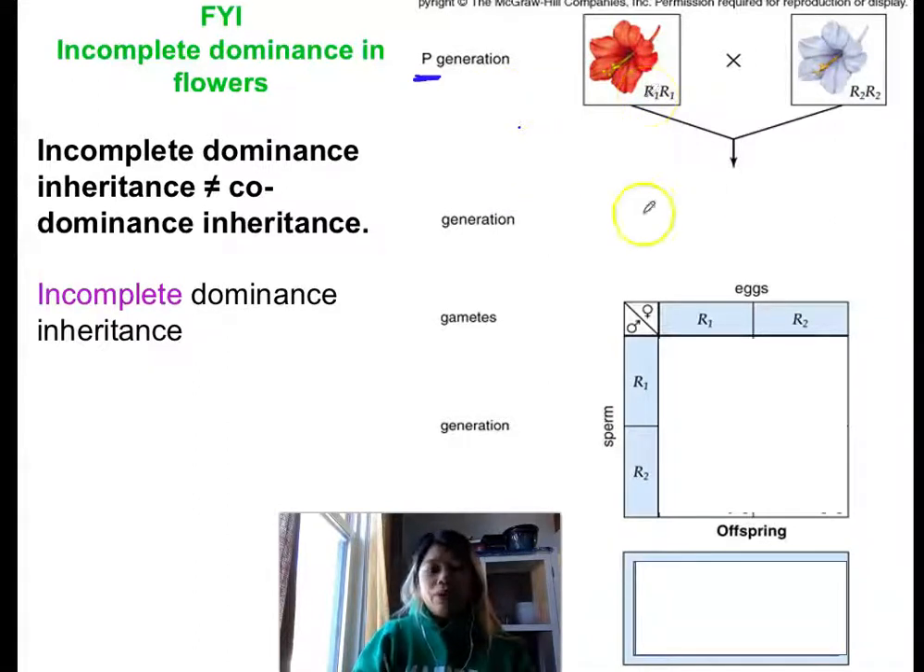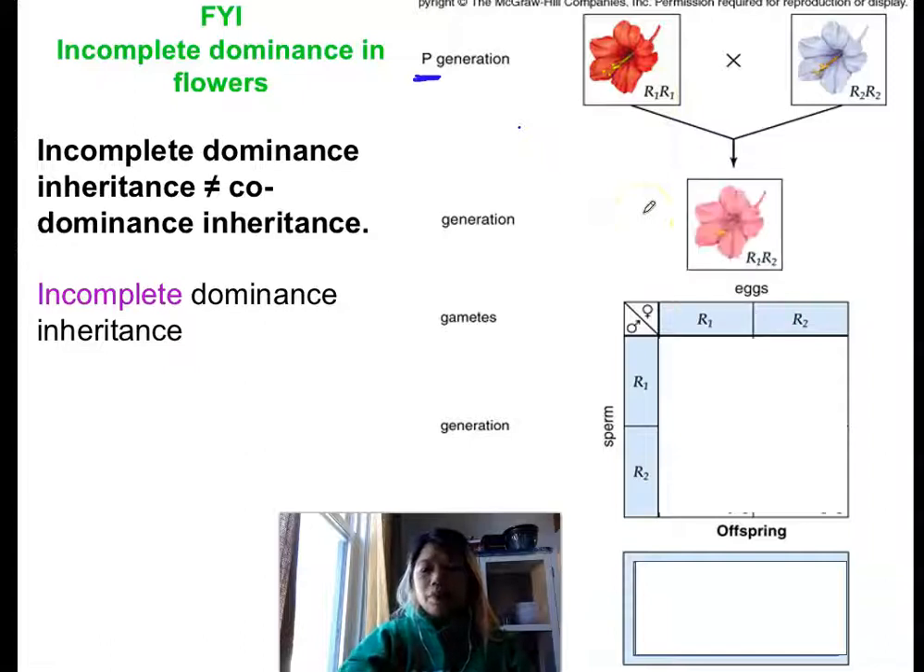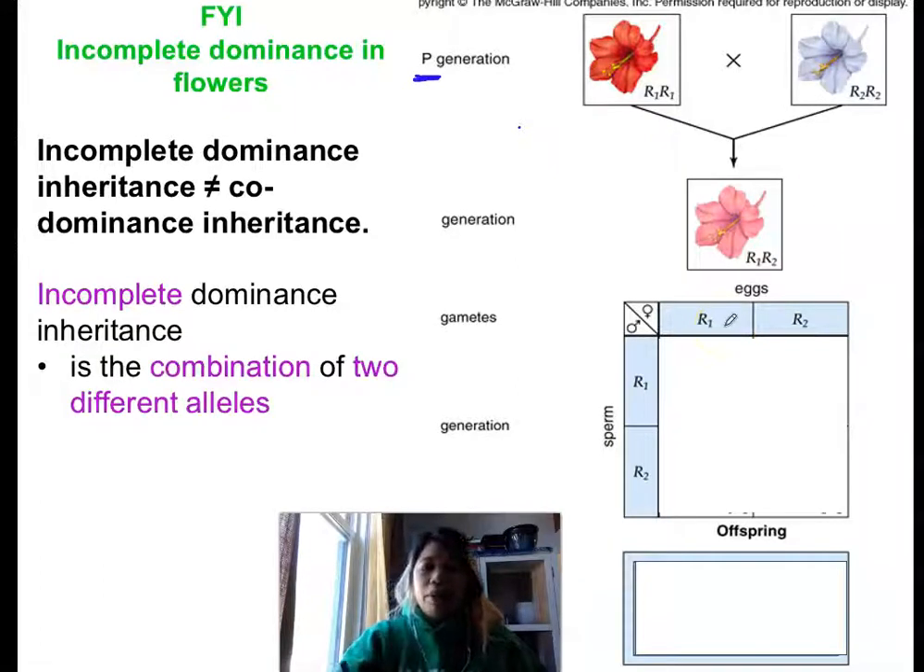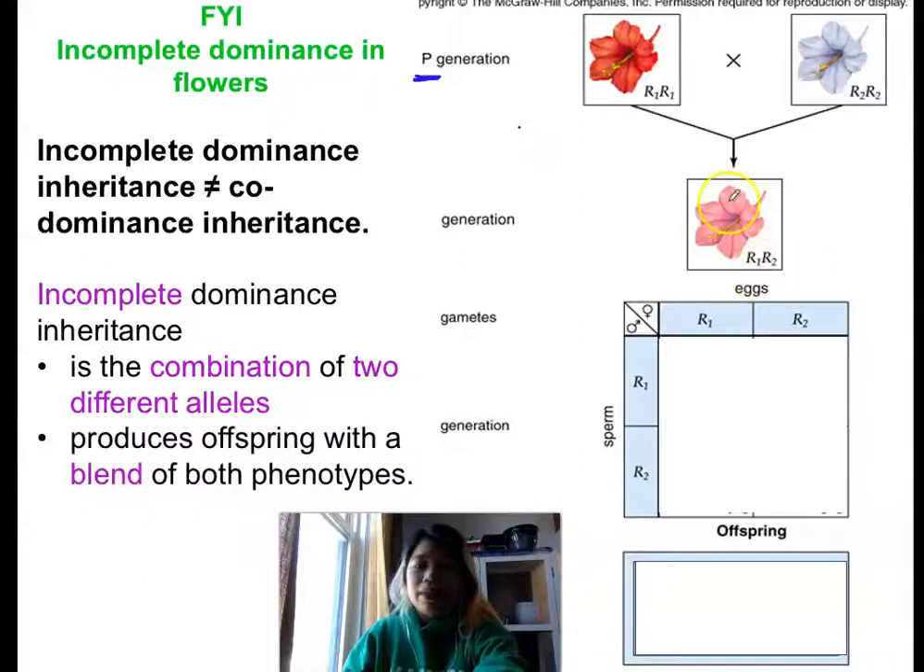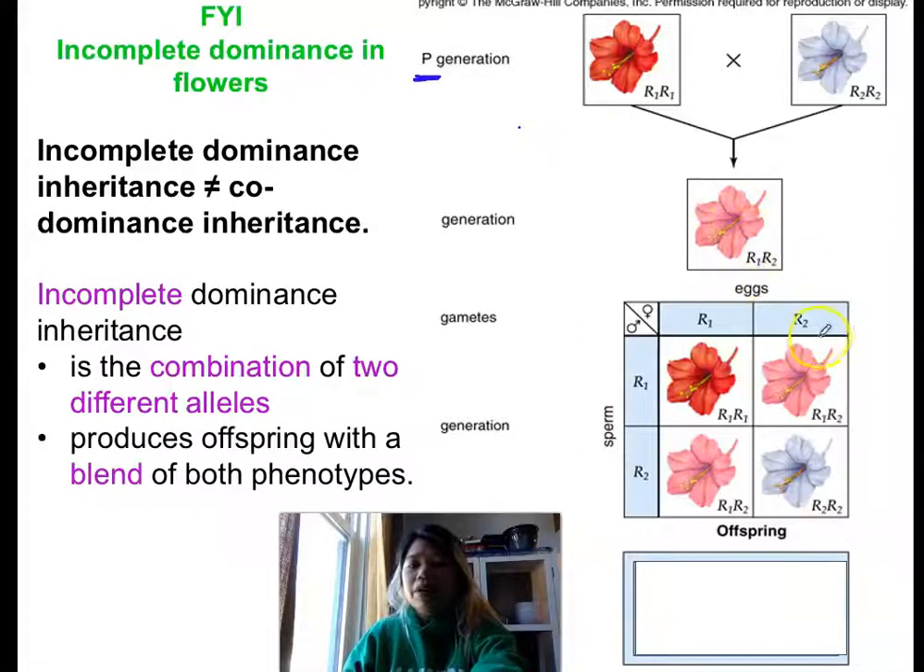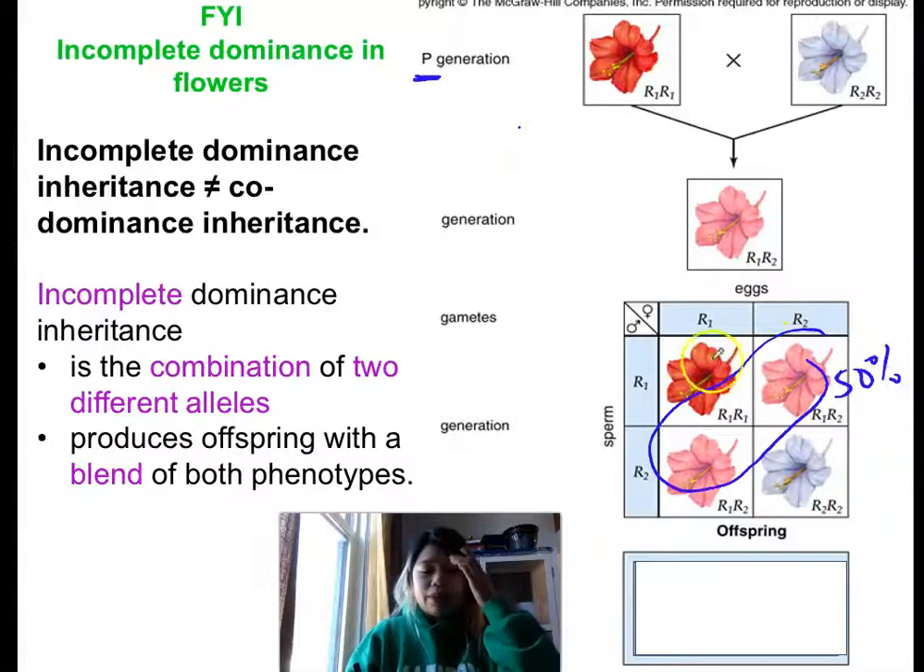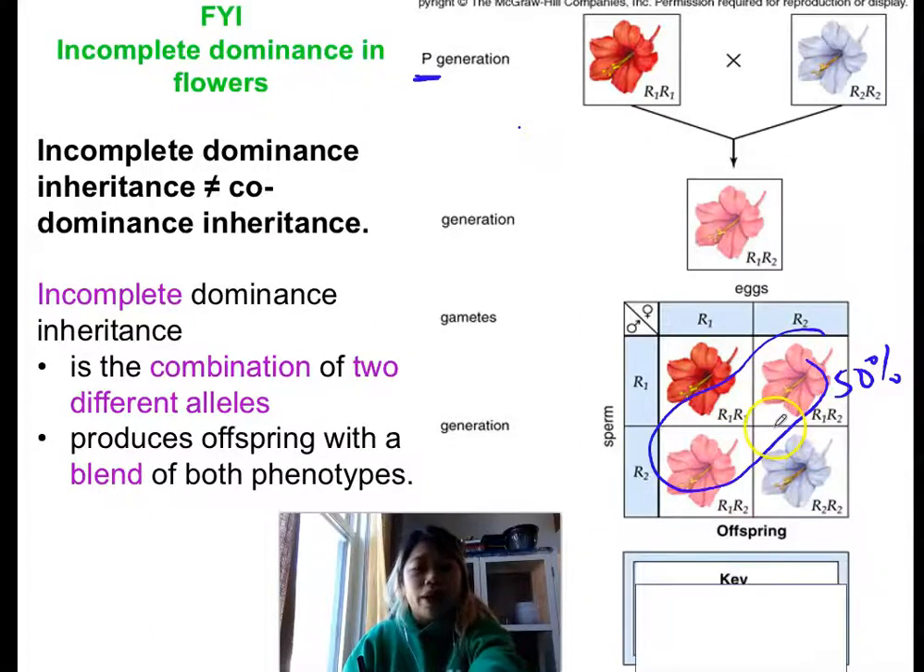Now, if you cross these two, what you're going to get is a flower that is pink. This is incomplete dominance. There's a combination of both alleles, one for red and one for white flowers. But instead of producing a flower that has a mixture of white and red petals, you actually have a blending phenotype, which makes it pink. If you do the Punnett square, you can see that there's a 50% chance that they're going to have pink colored flowers and then 25% each of the homozygous red and white.